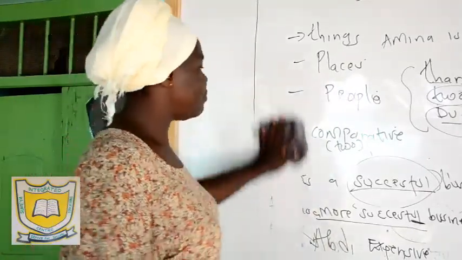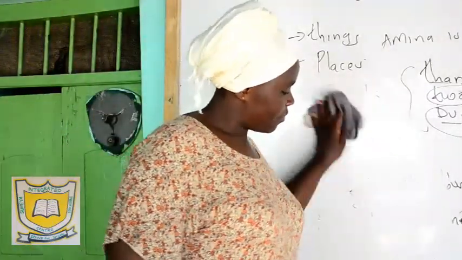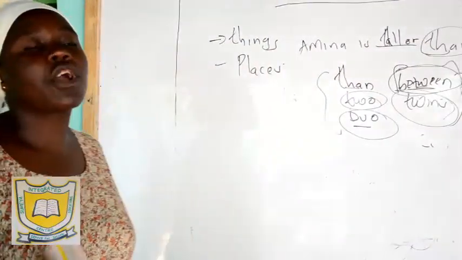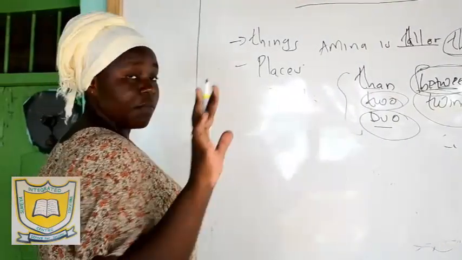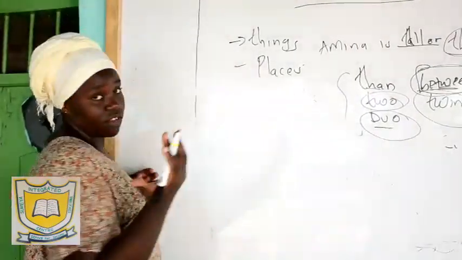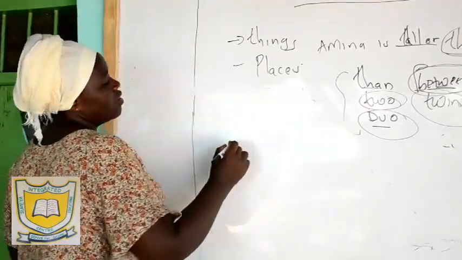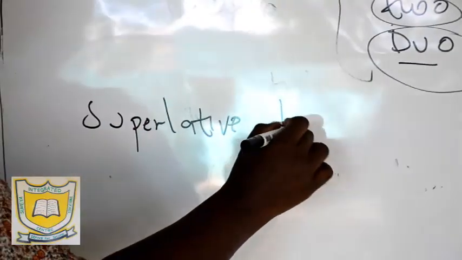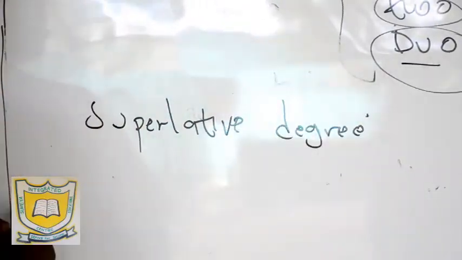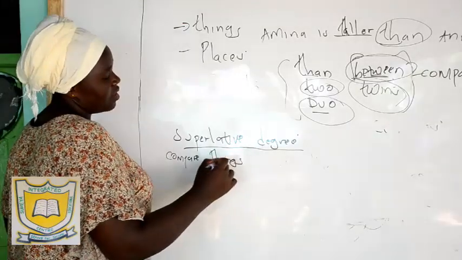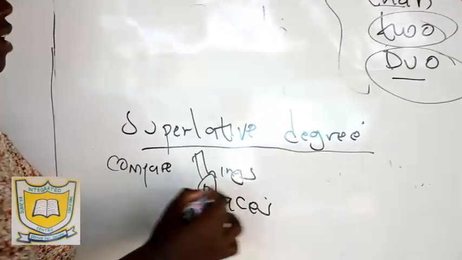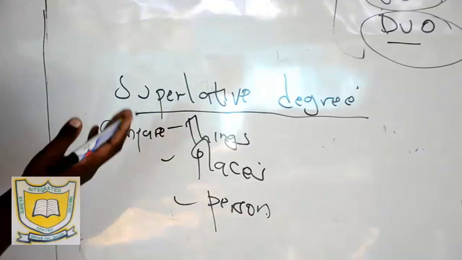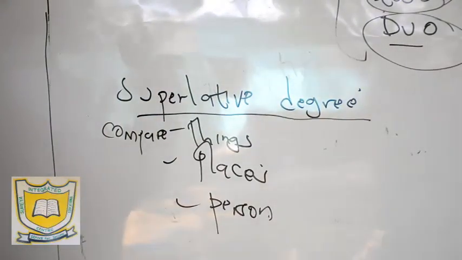Now, we go to the superlative form of the adjective, and in the superlative form of the adjective, we compare more than two things. Not plural, I said more than two things, because two is also plural. So we have what we call the superlative degree of an adjective, and adjectives can also describe places or persons. The superlative degree of an adjective is used to describe more than two things.